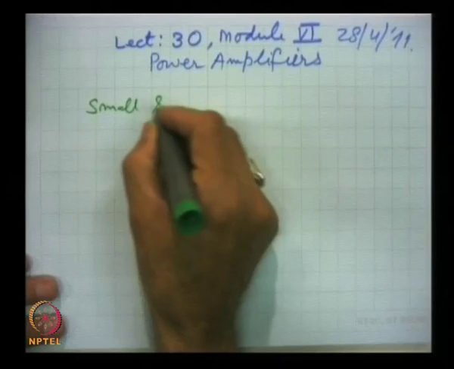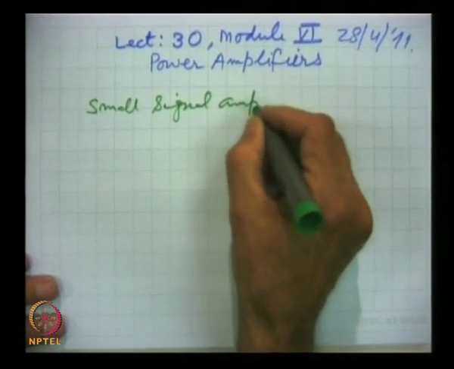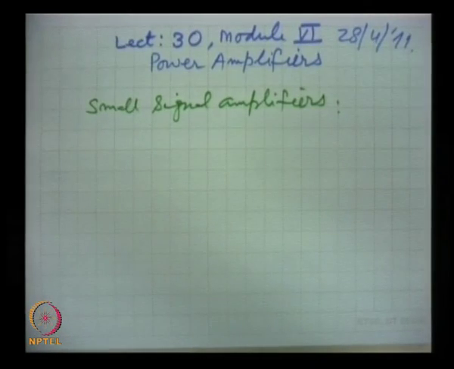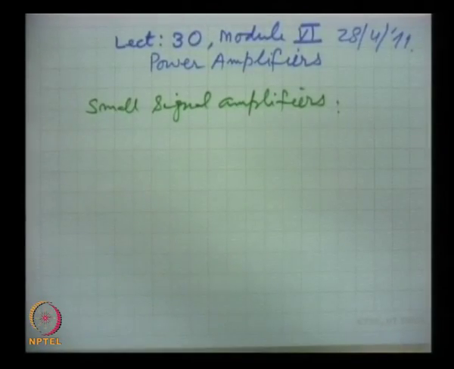Next module, and this is on power amplifiers. So far we have been talking about small signal amplifiers. Small signal amplifiers we have discussed. By small signal we mean that current and voltage swings are very small as compared to the maximum current in the collector circuit which is possible and maximum voltage. We are here in small signal amplifiers, the voltage and current swings are small.